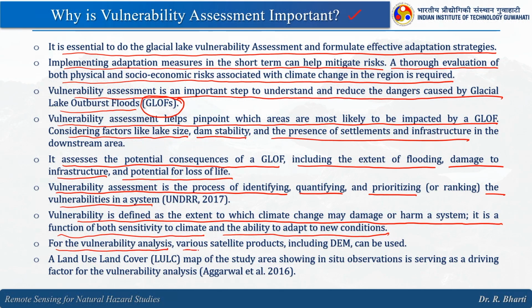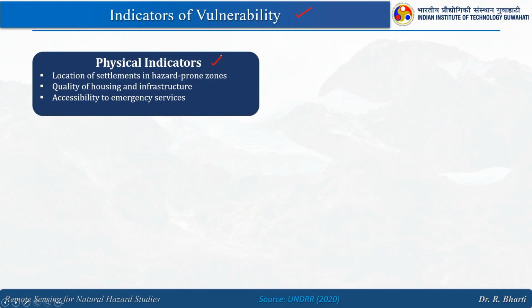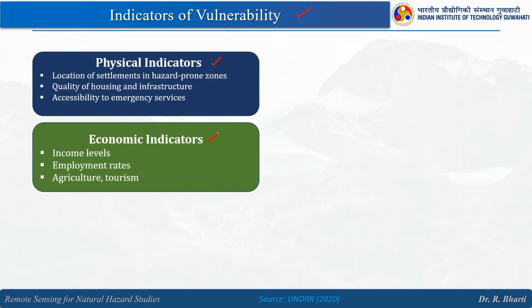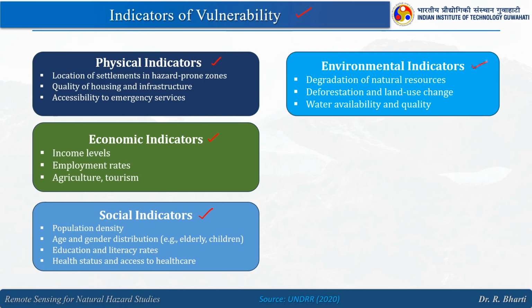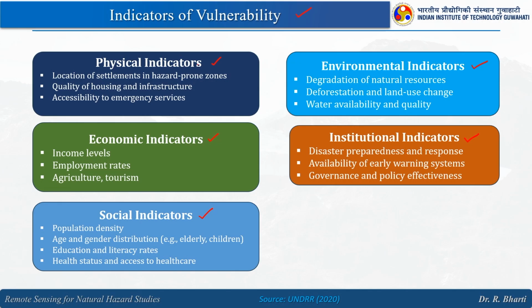For the vulnerability analysis, various satellite products including DEMs are used. A land use land cover map, LULC, of the study areas showing in situ observation is serving as a driving factor for the vulnerability analysis, right. So, what are the different indicators of vulnerability? So, we have physical indicator, then we have economic indicator, social indicator, environmental indicator, institutional indicators.